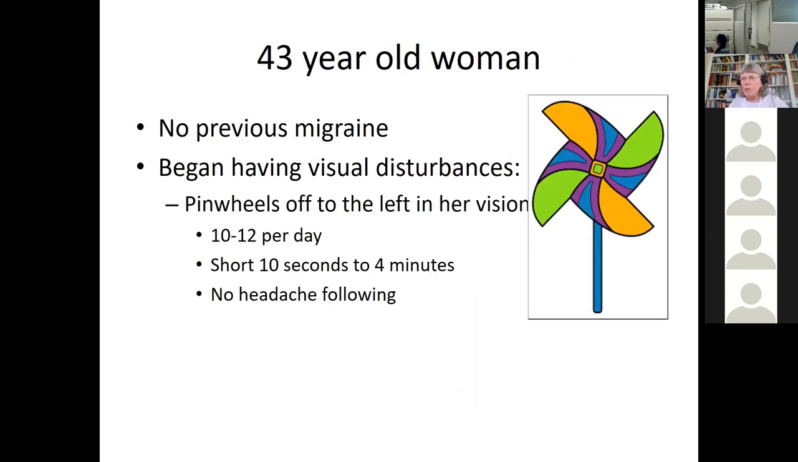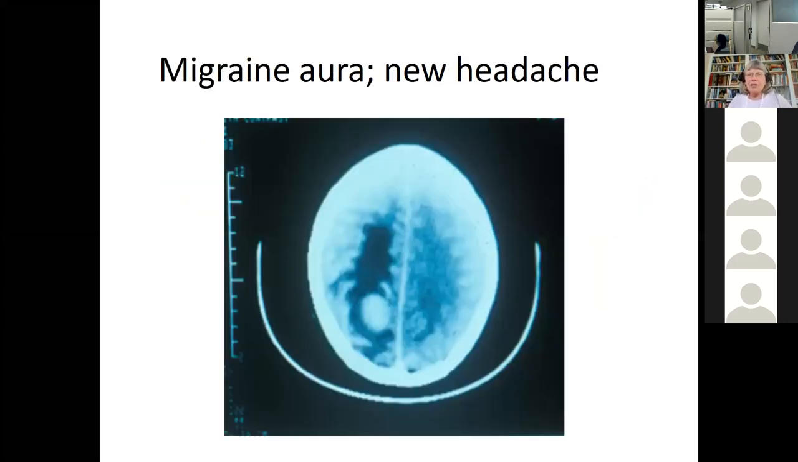Now here's a 43-year-old woman who has no previous migraine, and she begins to have a visual disturbance of pinwheels off to the left side of her vision. She'd have these 10 to 12 per day. They're short, 10 seconds to 4 minutes, and she never got a headache afterwards. And she was diagnosed with aura without headache. But unfortunately, this was the presentation of her metastatic colon cancer.